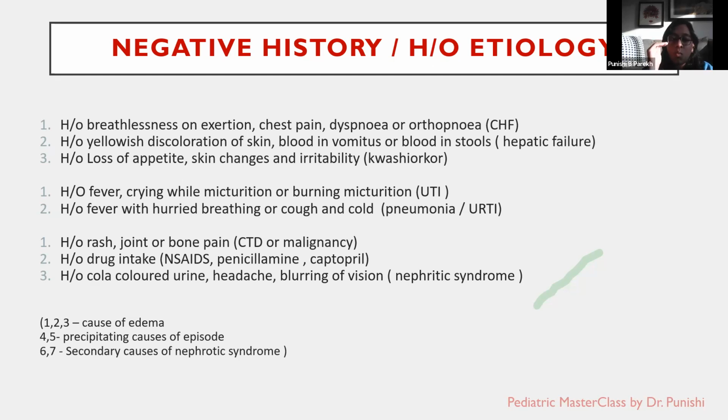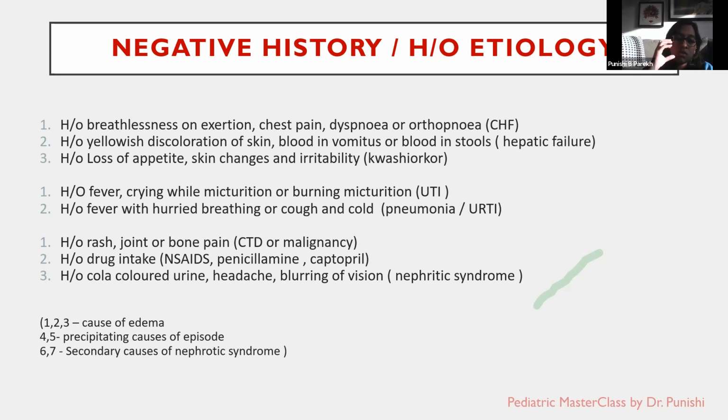So my points number 1, 2, and 3 are related to the differential diagnoses or possible causes of edema. I don't have any of this in my case, so most likely my cause of edema is of renal origin. Now, like I said, you need to ask about precipitating causes of edema. So for UTI and URI, you'll ask for fever, crying while micturition, burning micturition, increased urgency, frequency, or history of fever with hurried breathing, cough, cold, runny nose for a URI or an LRTI.